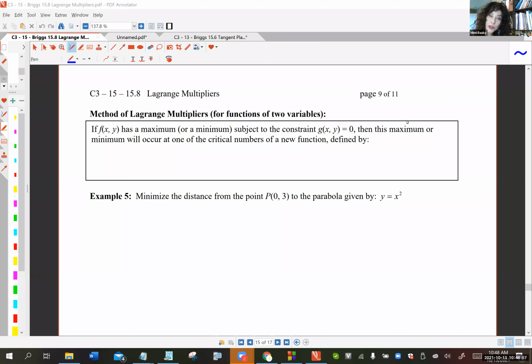Method of Lagrange multipliers for functions of two variables. So we're going to wrap up Lagrange. We're going to look at functions that are initially of a single variable. We're actually going to look at Calculus 1 problems that you did back in Calc 1, but you didn't use the method of Lagrange. You used the method of reducing the function of two variables to a function of one variable and then doing all the Calculus 1 stuff on it.